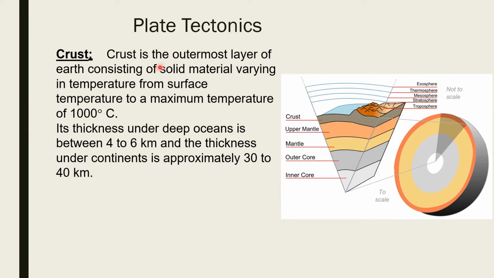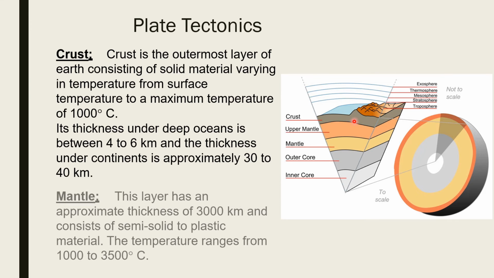What are its properties? The crust is the outermost layer of the earth consisting of solid material, varying in temperature from surface temperature to a maximum temperature of 1000 degrees. Meaning from the surface of the earth downward, its temperature varies from 0 to 1000 degrees. Its thickness under deep oceans is between 4 to 6 kilometers, and thickness under continents is approximately 30 to 40 kilometers. Here is a continent, here is a sea. Under the sea the thickness is low, and under the continents the thickness is more.